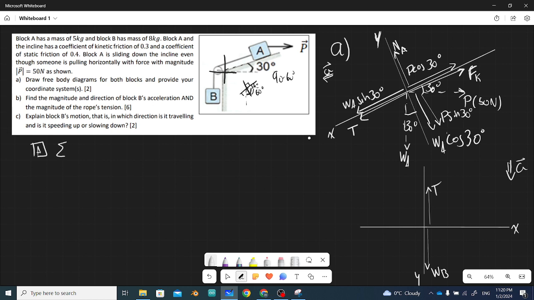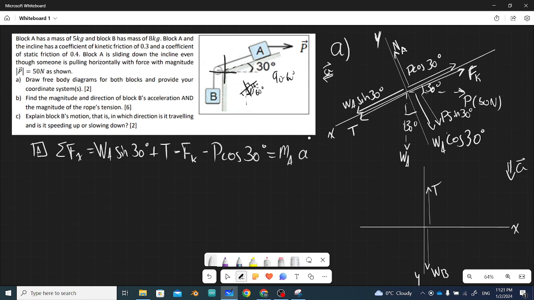So let's do forces in X first. So sum of forces in X is equal to weight of A sine of 30, plus tension T, minus kinetic friction, minus P cos of 30. And that is it for the X. Now, it's accelerating, so it's not equal to 0, but it's equal to mass of A times acceleration.